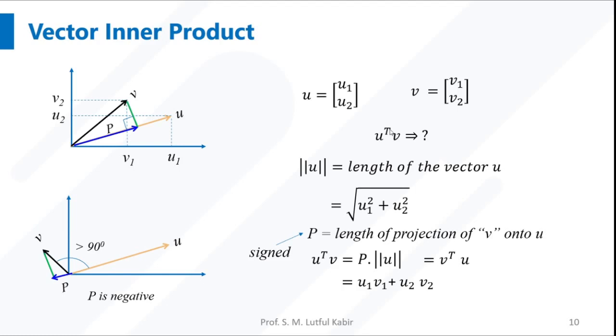So this vector inner product of U and V can be either positive or negative depending on the angle between U and V. If the angle between U and V is 0 to 90 degrees, the result will be positive, and if the angle is more than 90 degrees, the result could be negative. It can be a negative value. Let us now see how the concept of vector inner product is applied in explaining support vector machine.